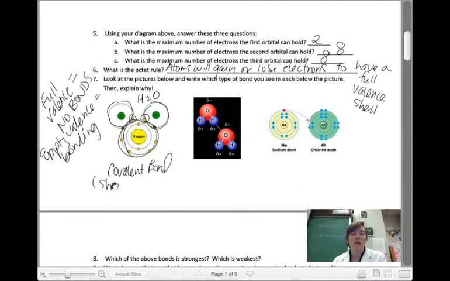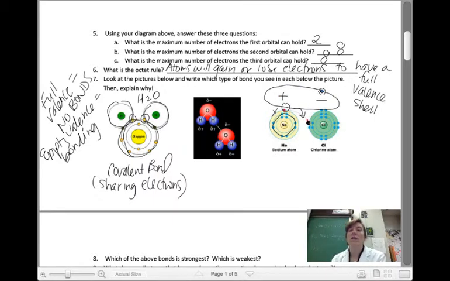And I'm going to put sharing electrons. Over here we have sodium, which has just 1 electron in its outermost orbital or valence shell, and it is donating or giving that electron to chlorine so that chlorine has a full valence shell, and then sodium would drop down to having this be its outermost shell. So here we have a gain or loss of electrons that creates charges, and then these charges attract one another.